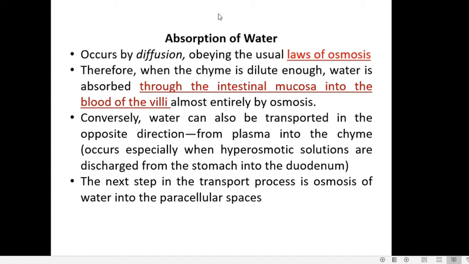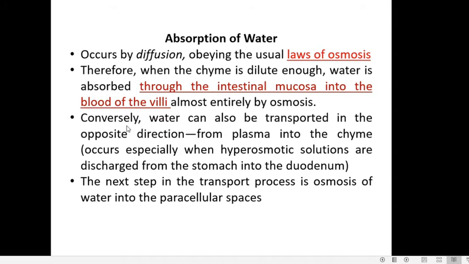intestinal lumen. If the chyme is dilute, definitely water will be absorbed into the intestinal mucosa, because the chyme is dilute, that is the intestinal lumen is hypoosmotic, or it is having a higher concentration of water, and so water will diffuse from the intestinal lumen into the intestinal epithelial cells, and thereafter it will be taken up by the blood vessels of the villi. So it strictly follows the laws of osmosis.